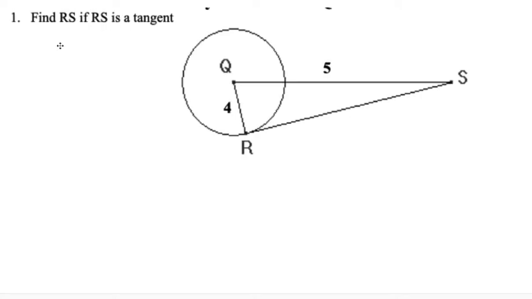A short and sweet thing. So find RS, which is this side length right here. If RS is tangent to the circle, which means that we must be looking at circle Q here.